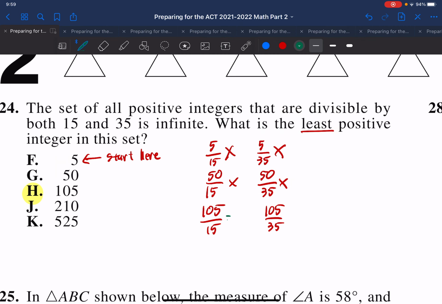does work. 105 over 15 is 7, and 105 over 35 is 3. So 105 is divisible by both 15 and 35. Now 210 and 525 also work, but what we want is we want the least. And so the least in this list is letter H.